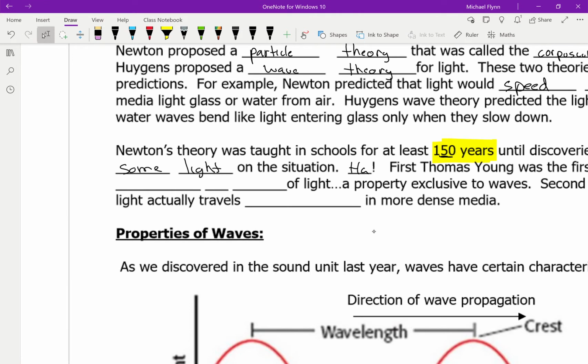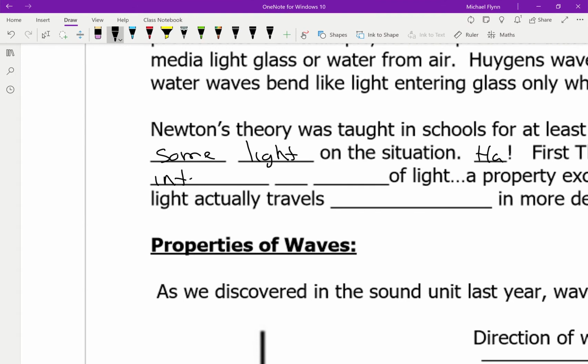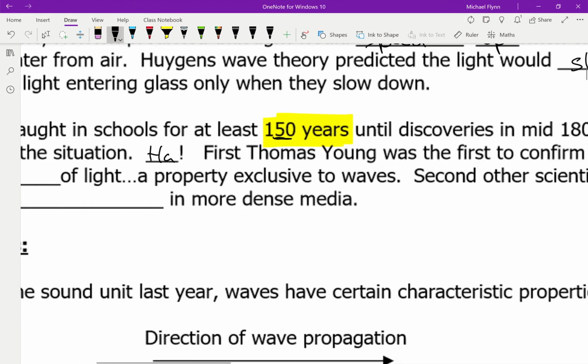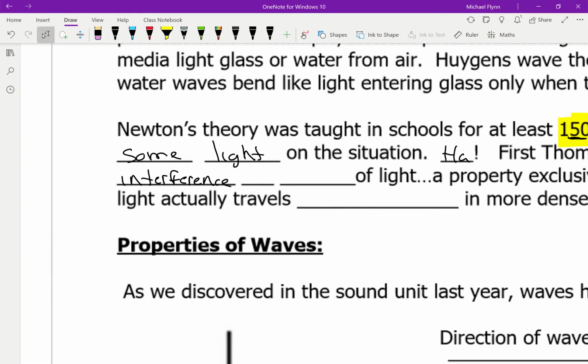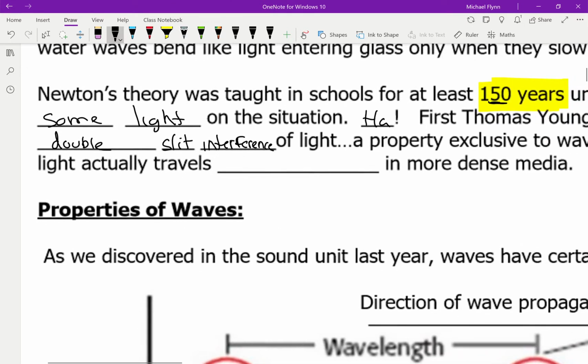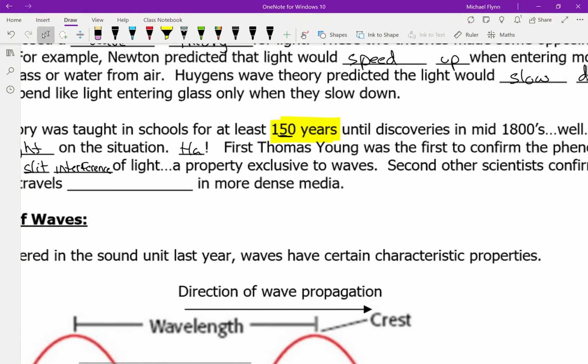Anyway, first, this guy named Thomas Young was first to confirm the phenomenon of interference. Having a really hard time with my pen on the screen today. Interference. I meant to say double slit interference. That's why there's 3 words here. It's been a while since I've taught grade 10, so I've got to get used to my notes again.